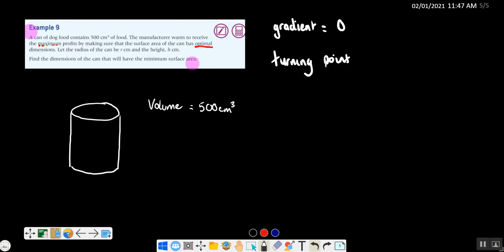We've got lots of other information. The manufacturers want the maximum, optimum dimensions. Then we've got let the radius be R and the height be H. So on the diagram, that means from the center out here will be R, and the height of the can will be H. So we'll label that. Now we've taken all the information we can.